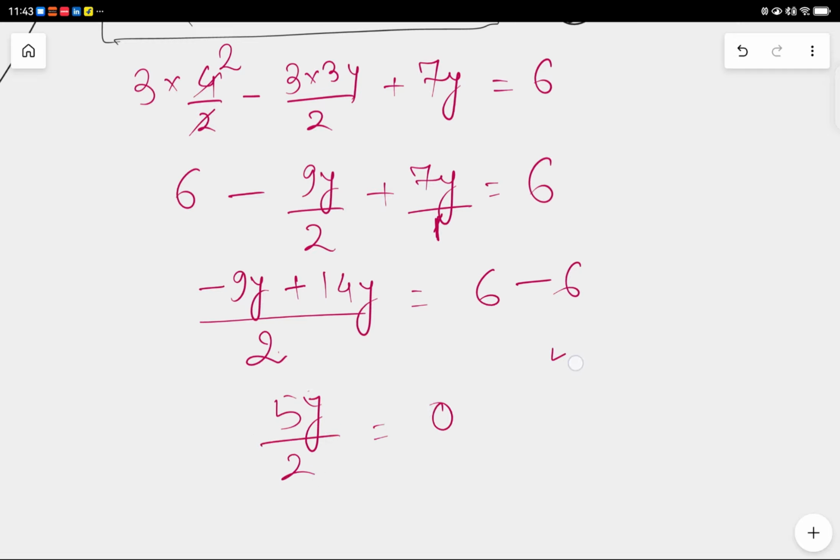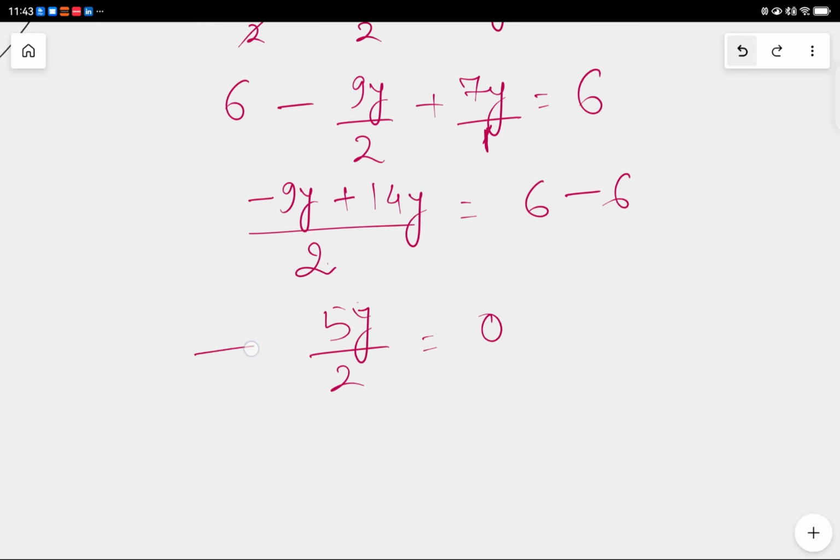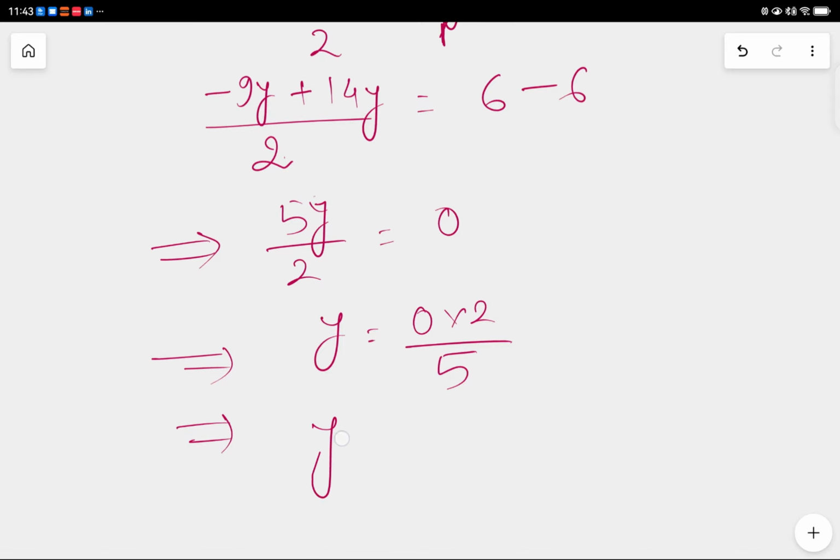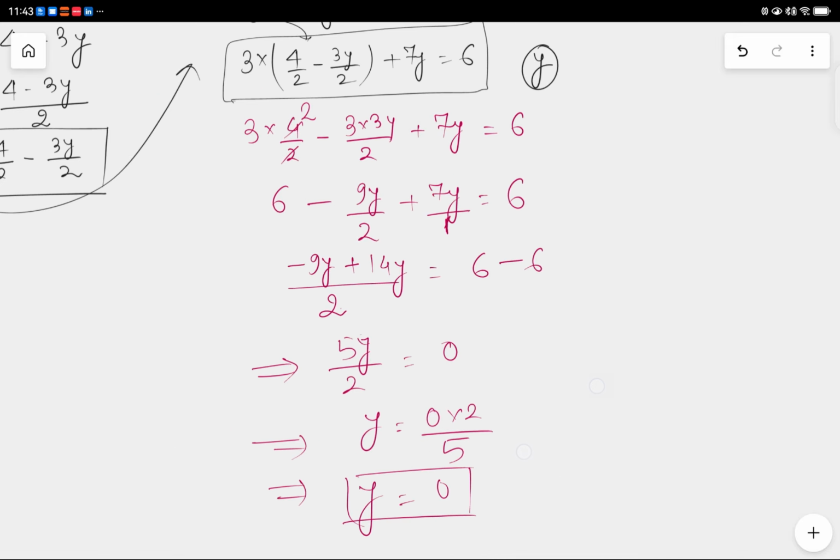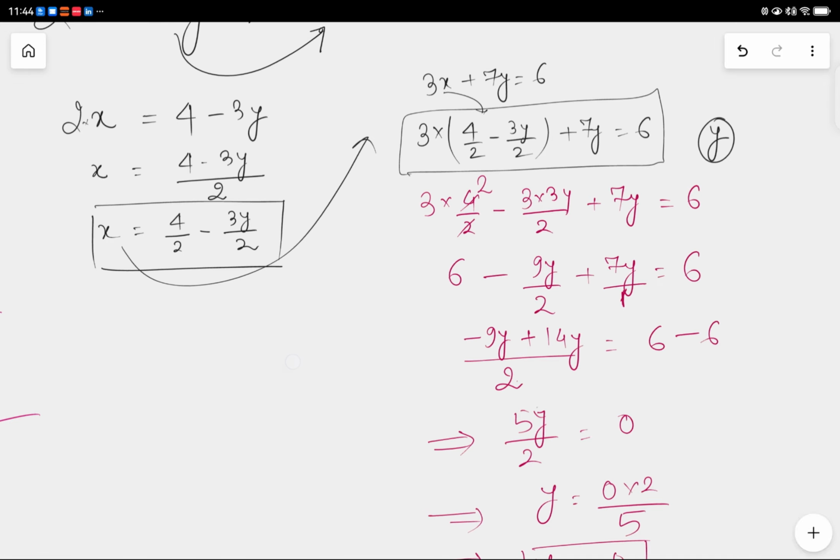0, and for 5y by 2 we will do it here only. So this implies y equal to 0 multiplied by 2 divided by 5, which implies y equal to 0. When you have y equal to 0, you can put it in this equation and find the value of x, because x is (4 minus 3 into 0) by 2. You get the value of x equal to 2.